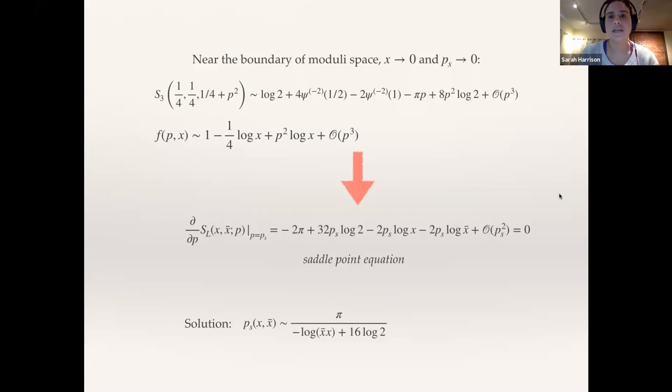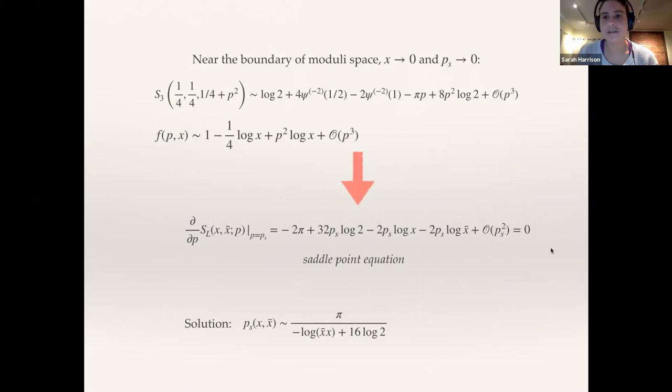So we can expand the classical action around both x equals zero and p equals zero. As I showed on the last slide, there are two contributions to the action: a three-point function contribution and the classical conformal block contribution. Here you see the expansion of both of them near x and p equals zero. Just expanding to order p squared in both of these expressions and plugging them back into the formula for the classical action, we can derive the saddle point equation by taking the derivative of these expressions, and you see that it takes the following form. This equation has a solution given by p sub s going like pi over minus log x x bar plus 16 log 2. This is the solution for the saddle point momentum near this boundary of moduli space.